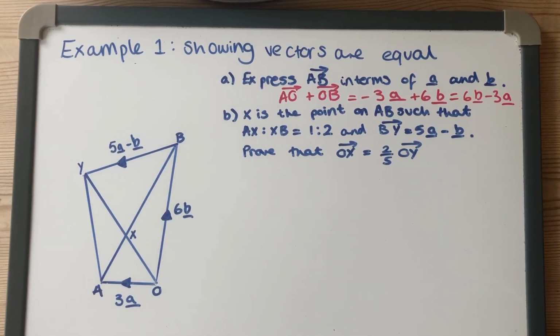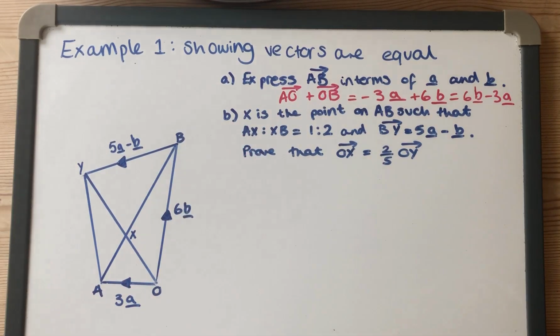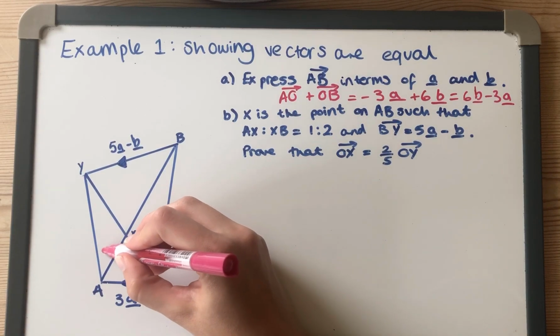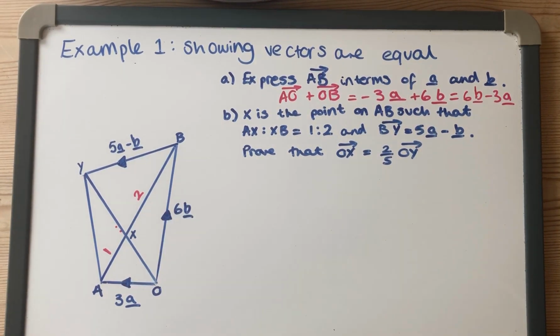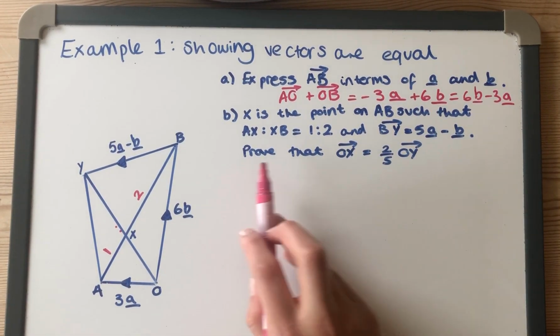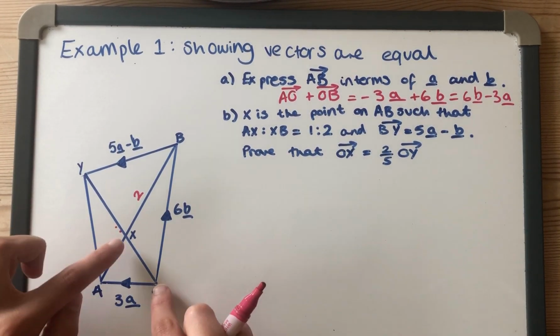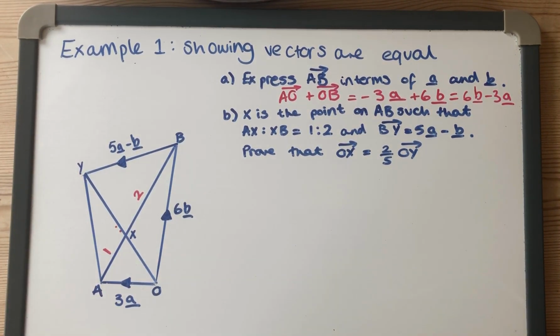You'll find with lots of vectors questions, the first part is designed to help you with the second part, so please use it. Bear in mind, there is a part A and a part B for a reason. Our next part is we've got X, which is the point on AB such that AX to XB is in the ratio 1 to 2. We've also got BY is 5a minus b, and we're going to prove that OX equals 2/5 of OY. So I need an expression for OX, and I need to show that's 2/5 of OY.